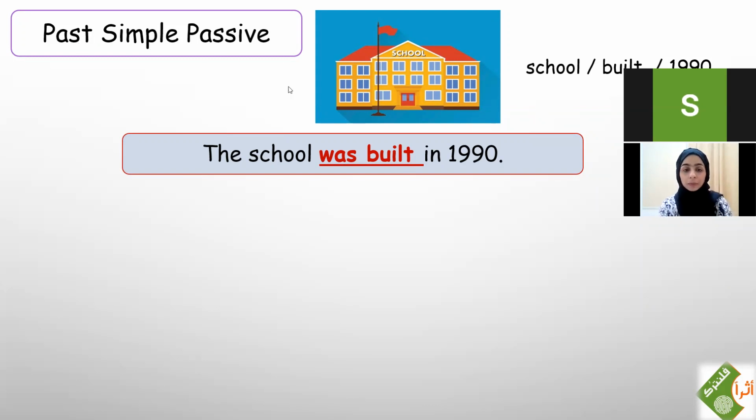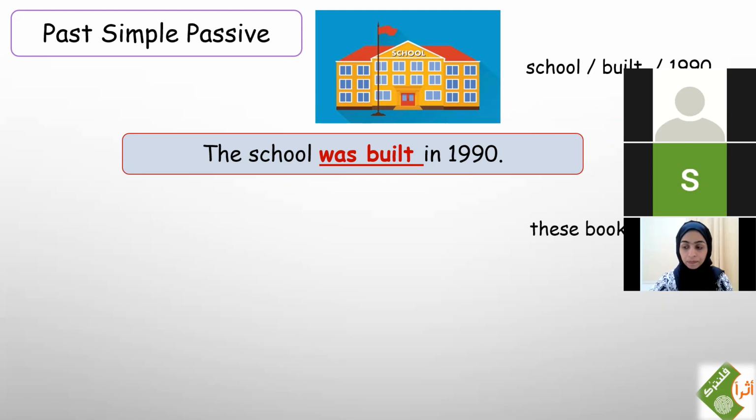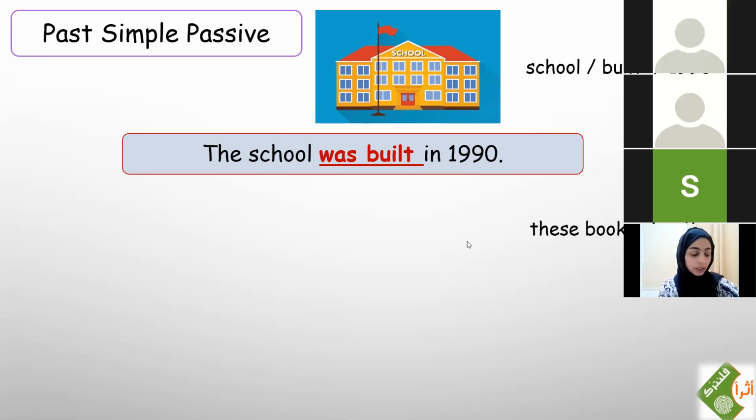Now let us have another example. These books write. So can you help me in making a sentence about the passive using those words here? I don't know who wrote those books or these books. Amjad, can you make a sentence in passive, past simple passive? These books. How did we say we make the passive? Was or were plus past participle. Was or were plus past participle. The third form of the verb. So what do you think?